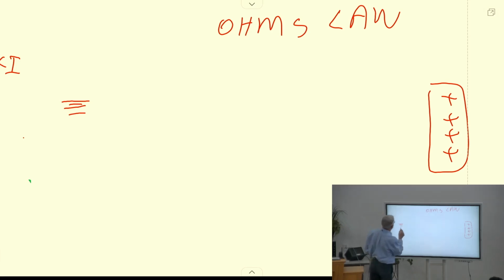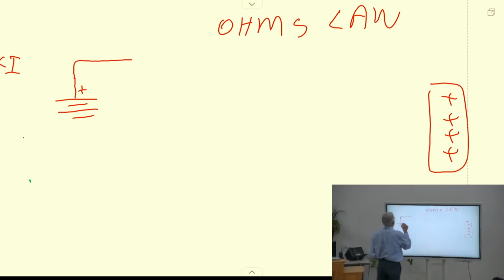Now, which is the positive or negative, the big line or the little line? Let me draw this again. Big line, small line, big line, small line. This is positive, the big line? Okay, so this is positive, all right?